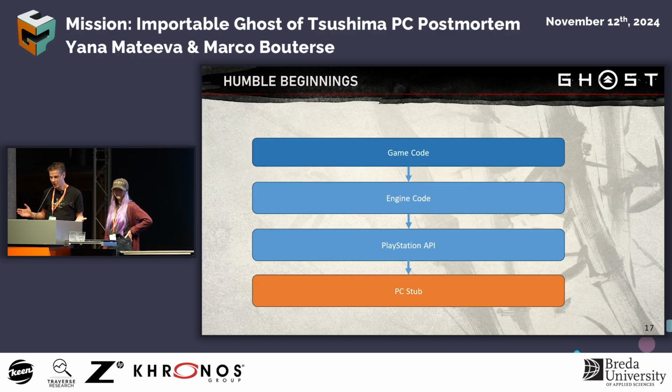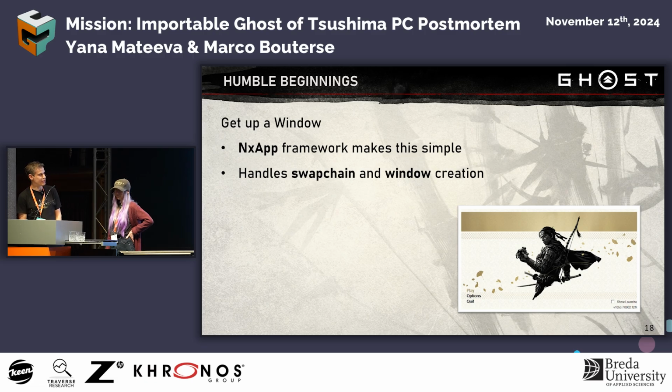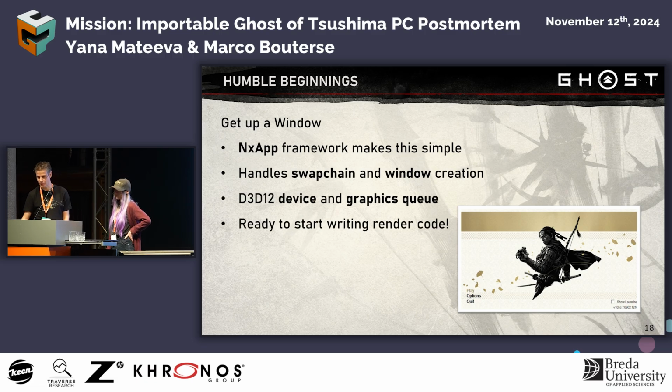So after this compilation phase, we ended up in this situation where we just stubbed out all the PlayStation API functions with empty implementations. The very first thing that we needed to do was get up a window. Luckily, we have a shared game-agnostic library at Nixxes called NXApp that makes it simple. It handles swap chain and window creation and much more. And it gives us a DX12 device and a graphics queue. So at this point, we are finally ready to start writing some render code.